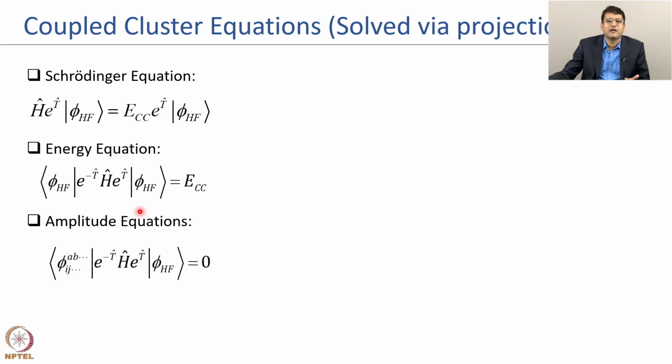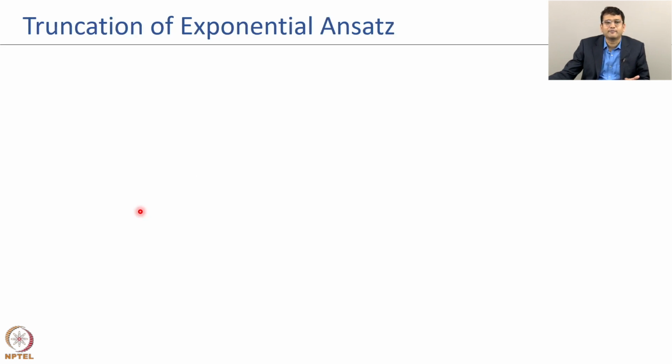So, in this case the energy and the amplitude equations are solved by projection. And remember, because it's an exponential operator, the projection and variation are not the same, whereas in the case of configuration interaction, because it's a linear operator, the variation and projection actually lead to the same answer.